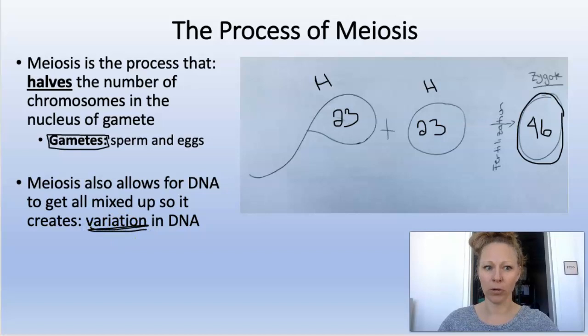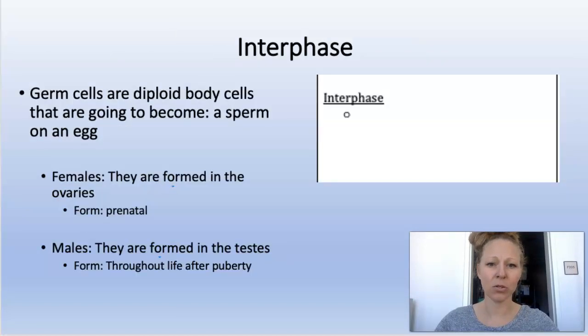So it's very important. So germ cells are the diploid cells, and they're going to become a sperm or an egg. And so in females, meiosis occurs when a girl is still in utero, so before she's even born. Most of the meiosis happens to her before she's even born.